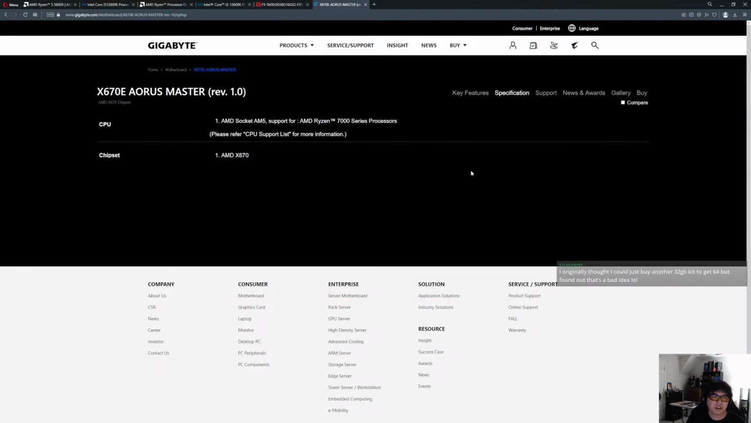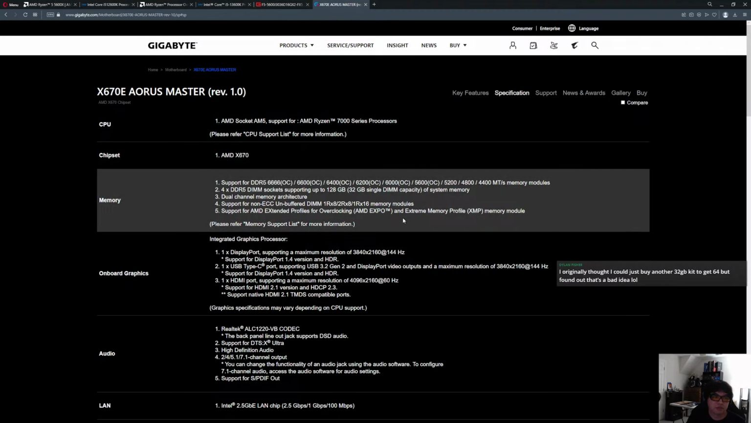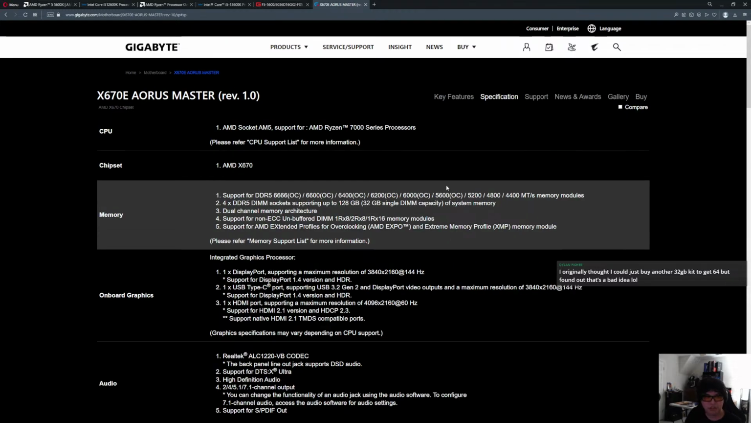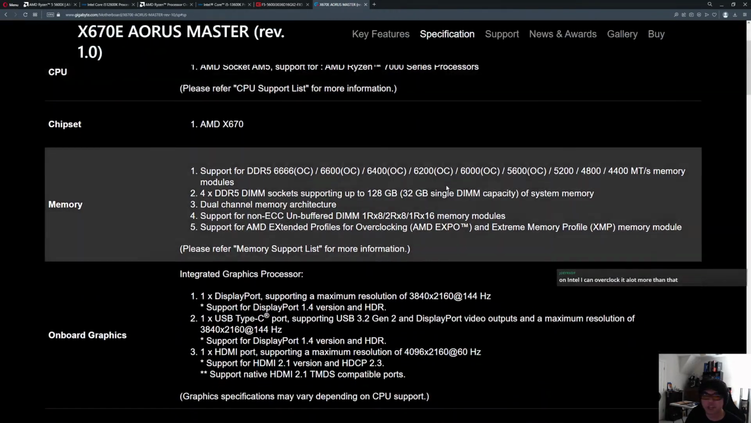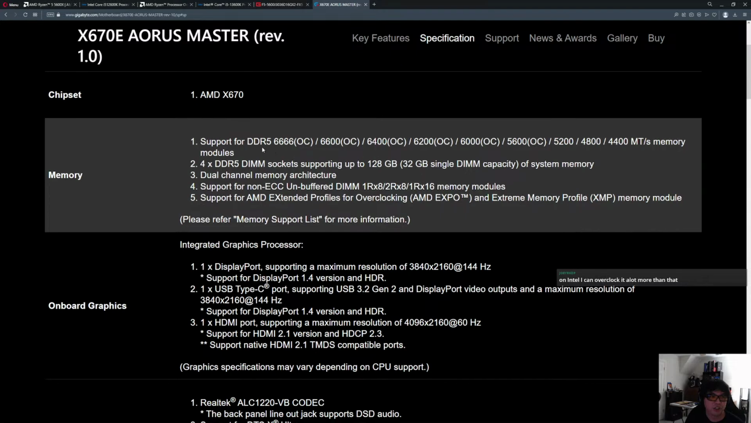So if we look here, specification. Okay, notice right here, let me zoom in. Notice right here on Gigabyte's official page, support for DDR5, and they've got all these listed. But notice they all have an OC next to them: 5600 OC, 6000 OC. That means these are considered overclocked, and that these speeds are not guaranteed to be 100% stable by the manufacturer.